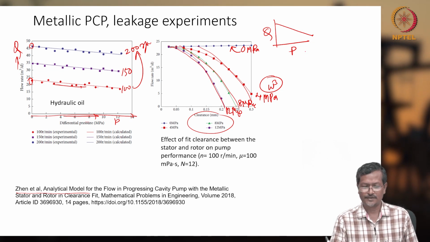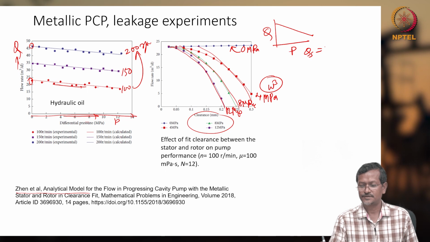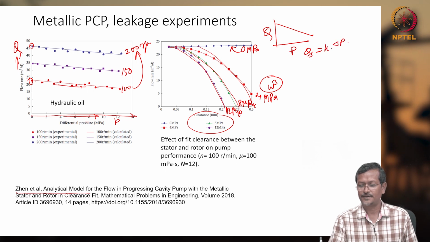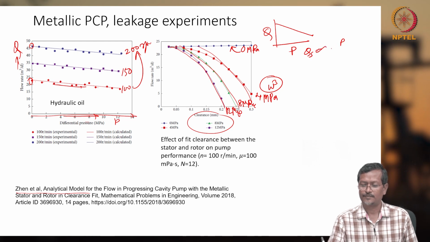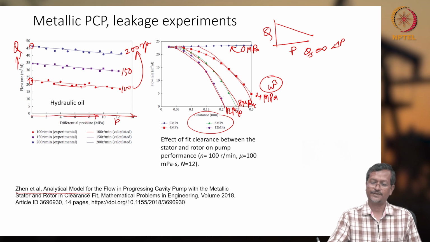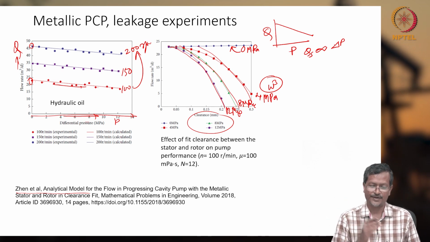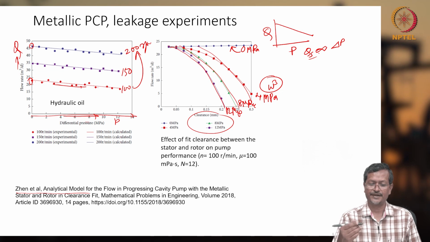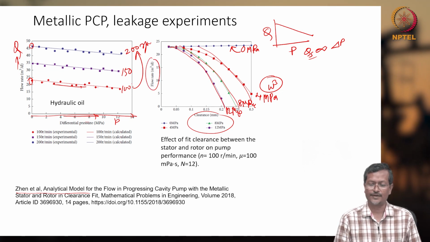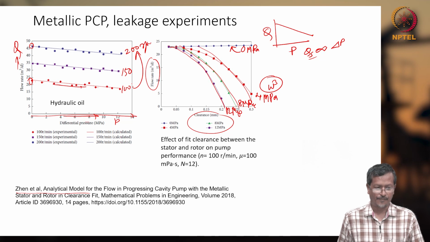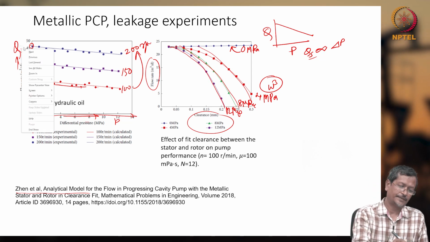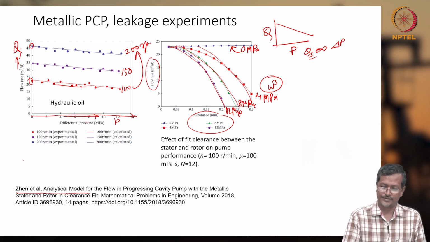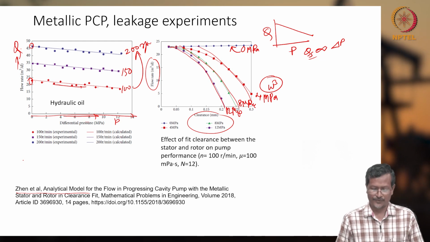Why is the pressure changing and the flow rate changing? You can remember the formula again: Qs equals K into delta P, or I can write it as proportional to delta P. So delta P increasing, leakage increasing. Because leakage is increasing, you are getting a lower flow rate, your flow rate is going down. This is the actual flow rate.